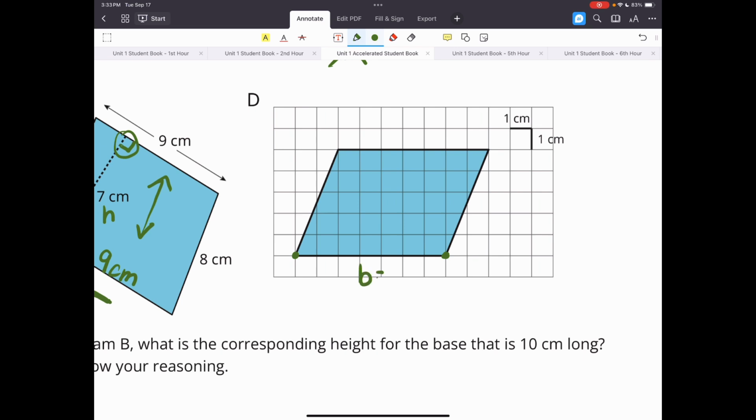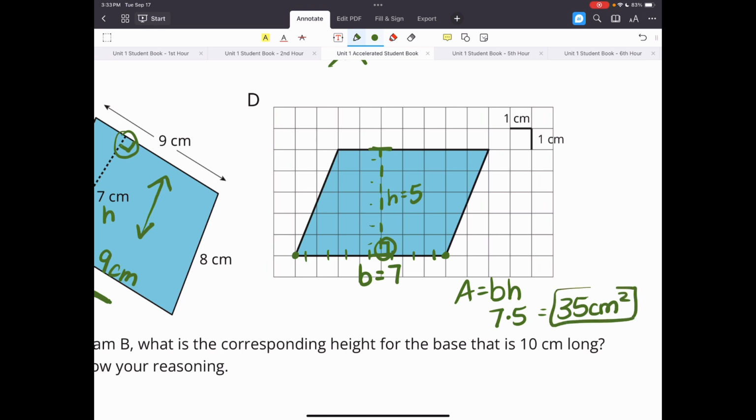So my base at the bottom is 1, 2, 3, 4, 5, 6, 7. So 7 units. And for my height going up, I'm going to pick this spot right in the middle, and draw my dotted line up to the opposite base. So base to base, 90-degree angle. And I'm going to count my units. So 1, 2, 3, 4, 5. So my height is 5 units. Now that I've identified my base and my height, I'm going to use my formula method where I plug in 7 for base, 5 for height, to get a total of 35 centimeters squared.